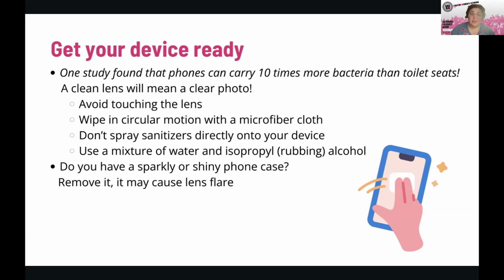Also, if you have a sparkly or a shiny phone case, sometimes it'll cause a lens flare, which is where lights will seem like they're coming from weird places that are not light sources in the photo. That'll be a reflection of your phone case. So just something to keep in mind. We can go to the next one.